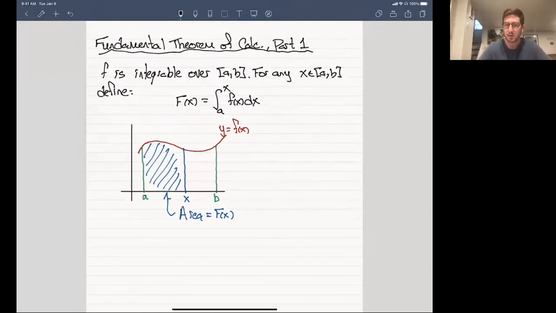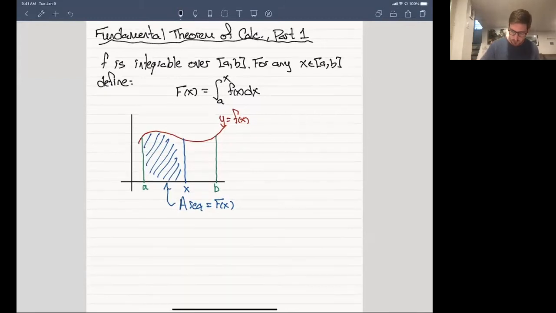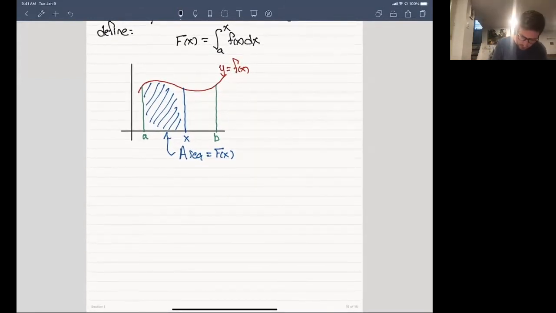So the question is, what are some of the properties of capital F of x? In particular, we want to ask ourselves, what is the derivative of capital F of x? So let's ask ourselves this. We're going to use the definition of the derivative to get a sort of informal answer. So what is the derivative of capital F of x?